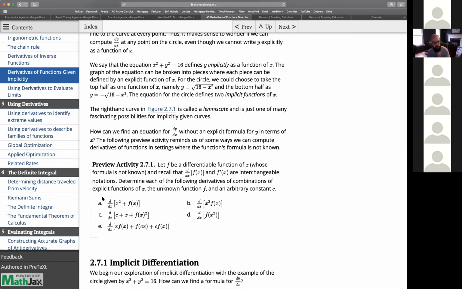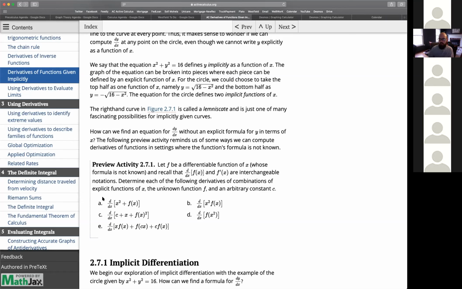Okay, so to start here, what we want to do is look at this preview activity 2.7.1, and we're going to see if we can just look at the general form of these functions and see if we can take their derivatives. Okay, so this process is really going to help us out when we think about implicit differentiation.